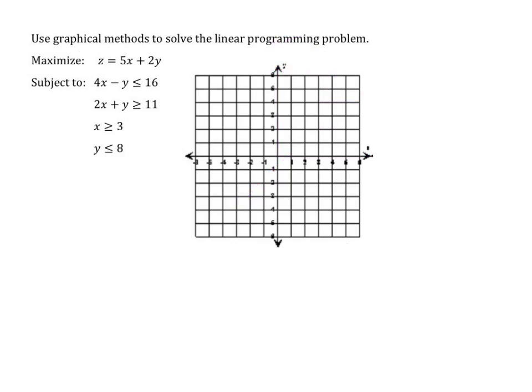Let's use graphical methods to solve the linear programming problem. We want to maximize, find the largest number, when we have the objective function z equals 5x plus 2y, and we have some things that we need to graph. We're going to have some bigger numbers here, so I'm going to let each one of these equal 2. So I'm going to scale by 2.